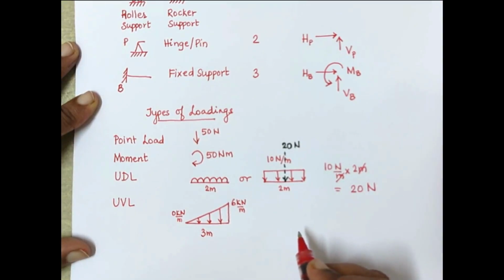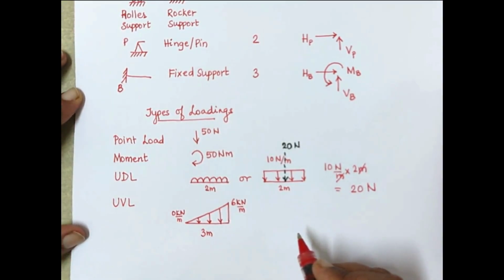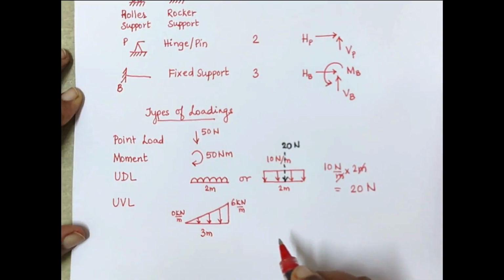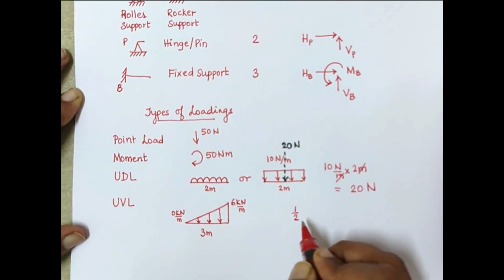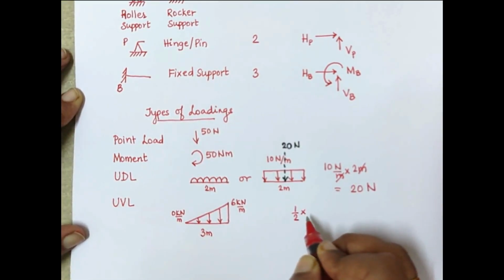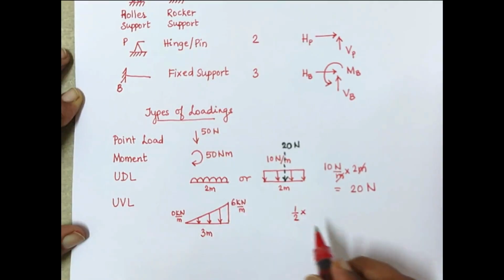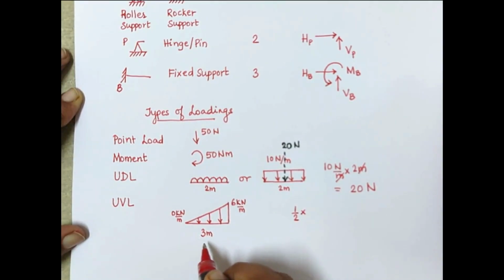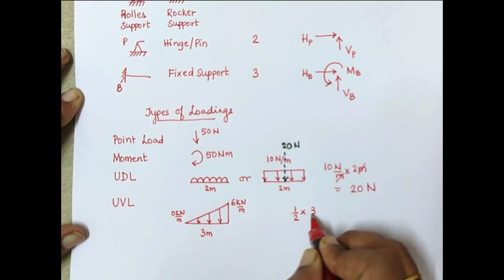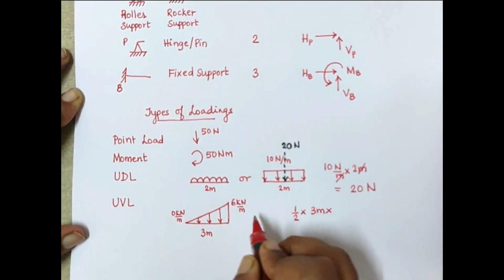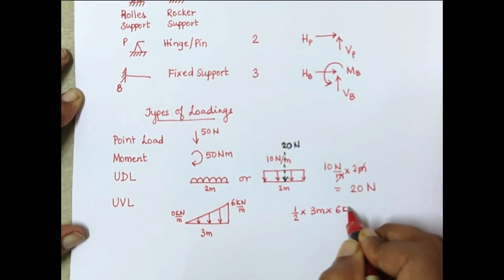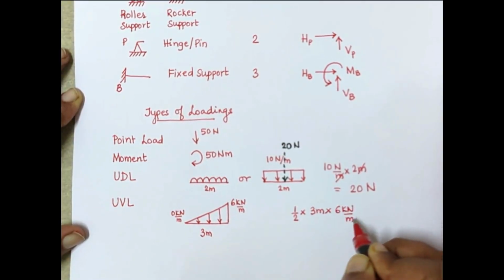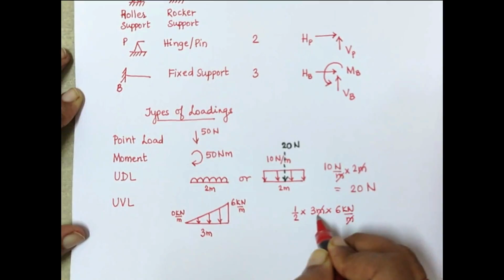Let us now consider what we can do as a conversion of this. Since it looks like a triangle, we can take the equation of area, but not considering the height, rather considering the intensity. So half into base of the triangle, which is 3 meters, and height, which is given here as an intensity, that is 6 kilonewton per meter. Here again meter will get cancelled.